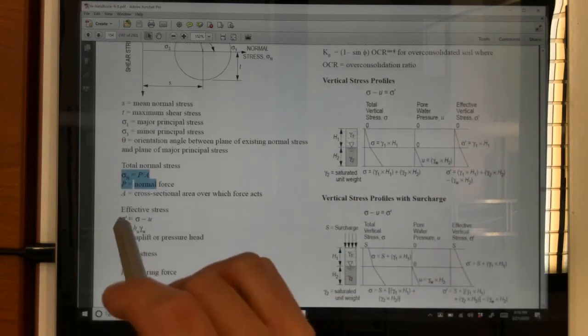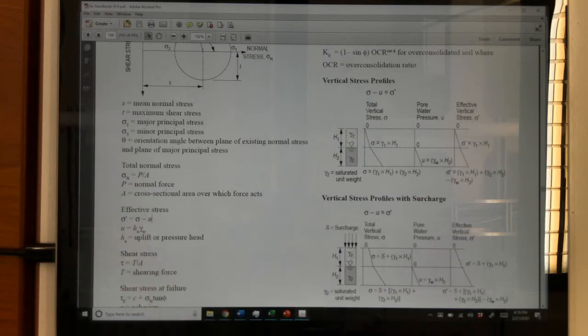Effective stress is total stress minus pore pressure. We've seen, or we'll see some example problems that have that.